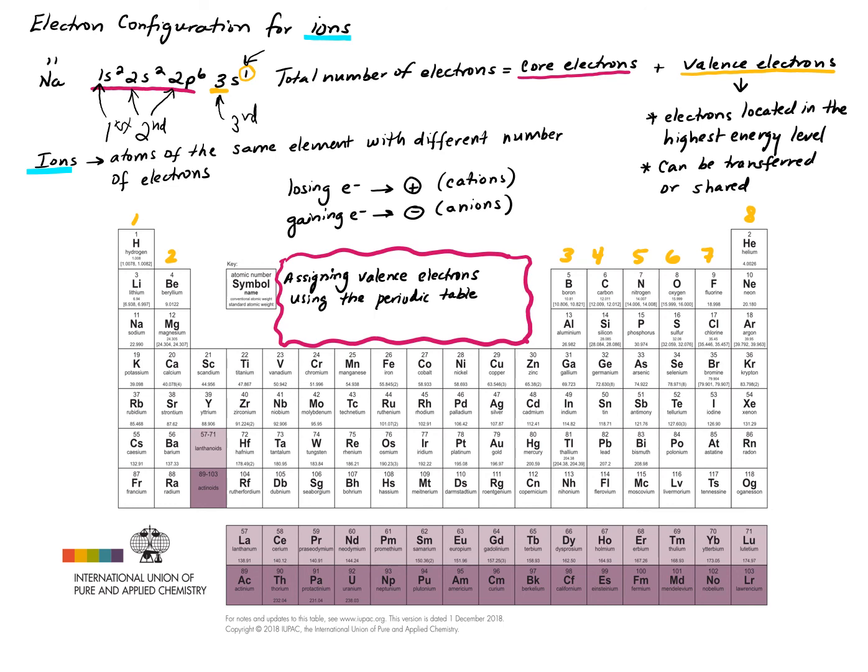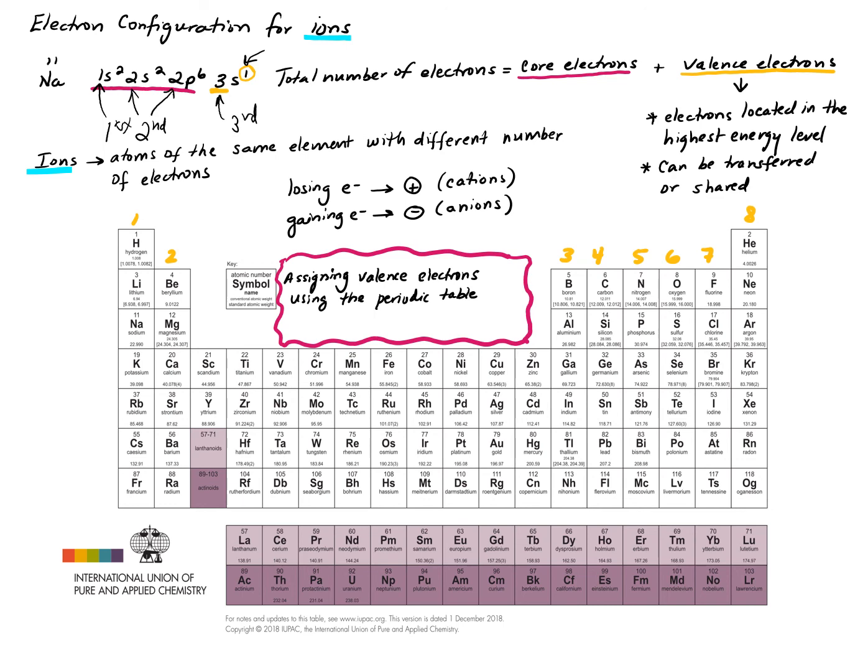We can actually assign the number of valence electrons using the periodic table. Sodium is in group 1 and it's going to have one valence electron. Looking at group number 2, the electron configuration for sodium ends in 3s1. For magnesium in group 2, we are going to have 3s2. So for magnesium, we're going to have two valence electrons, but not just for magnesium.